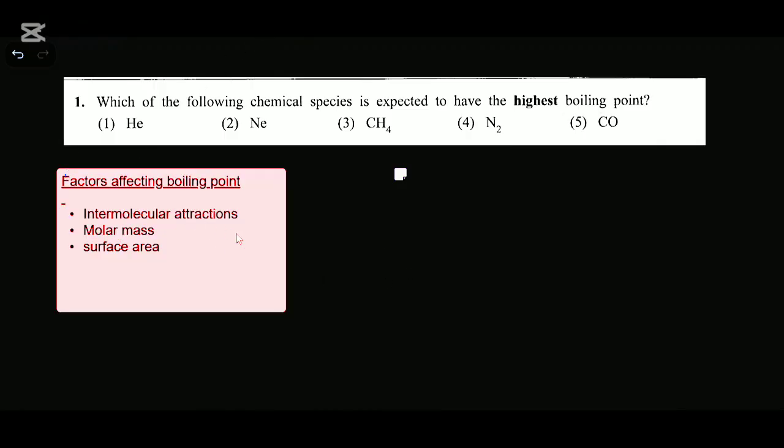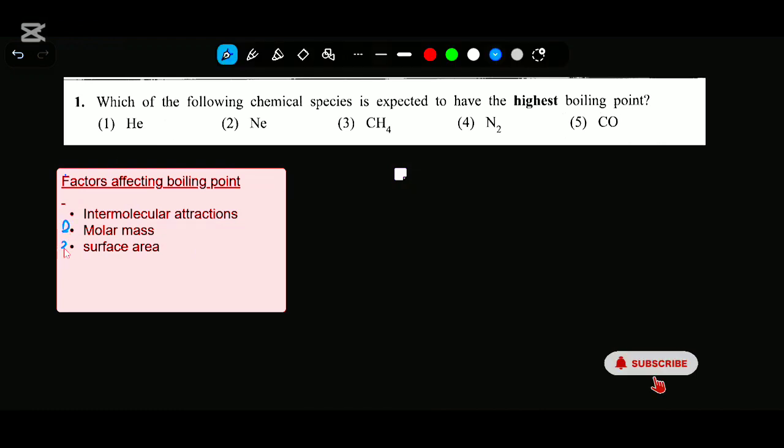First, we should learn on what factors the boiling point depends. Boiling point mainly depends on three factors. They are intermolecular attractions, that means secondary interactions in the molecules, molar mass, and surface area. That means when we are finding the highest boiling point from given compounds, we should mainly focus on secondary interactions. Then, secondly, molar masses. Thirdly, surface area.